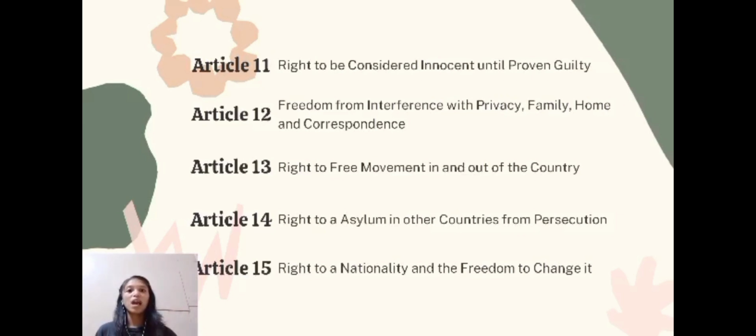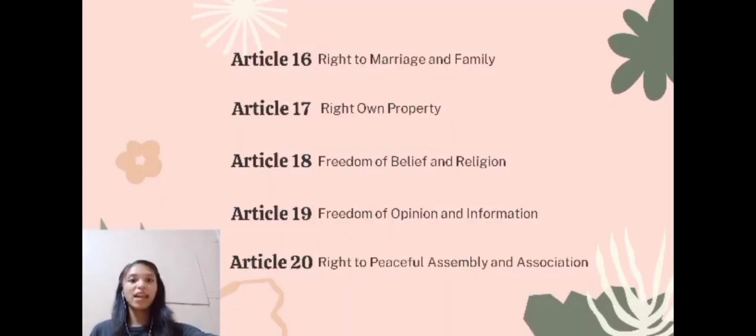Next, Article 14. Right to asylum in other countries from persecution. So this means that a person persecuted by one's own country may be protected by another sovereign authority or another sovereign country. Next, Article 15. Right to a nationality and the freedom to change it. So it implies that we have the right of each individual to acquire, change, and retain a nationality. Article 16. Right to marriage and family. Men and women of full age, without any limitation due to race, nationality, or religion, have the right to marry and to found a family.